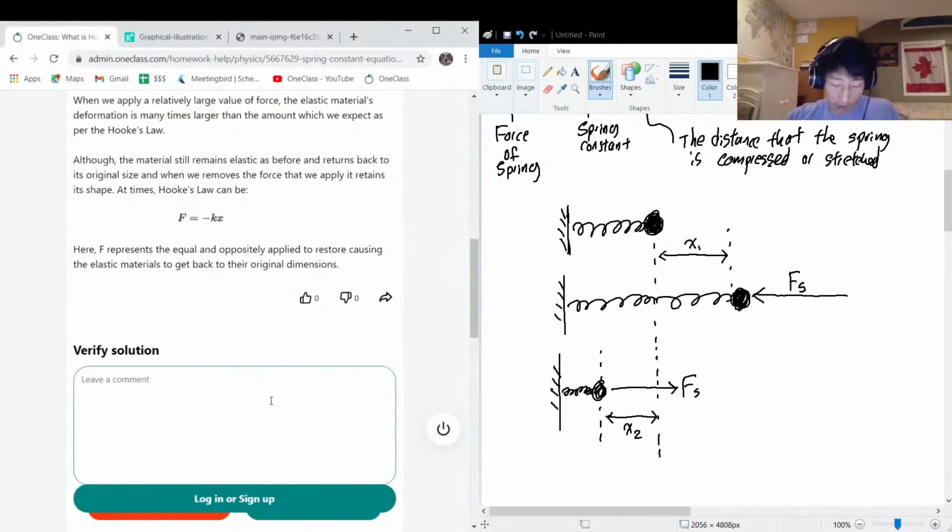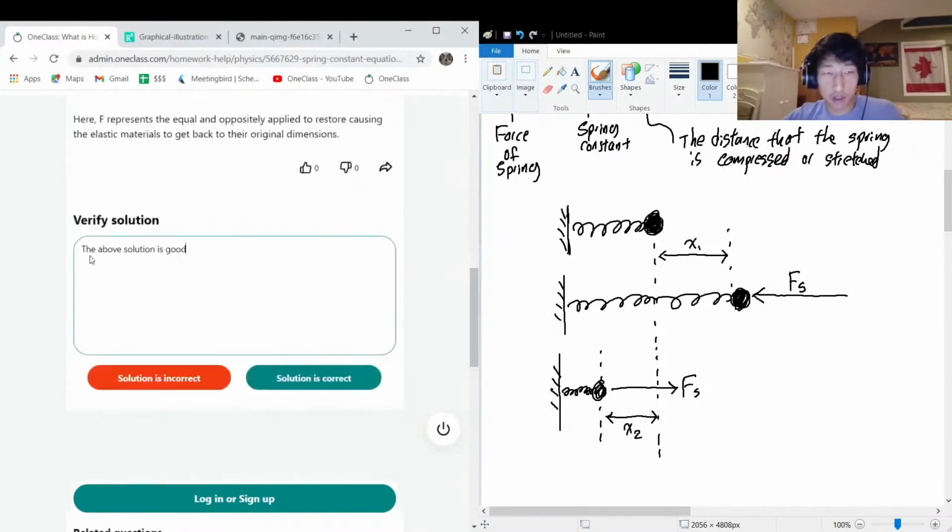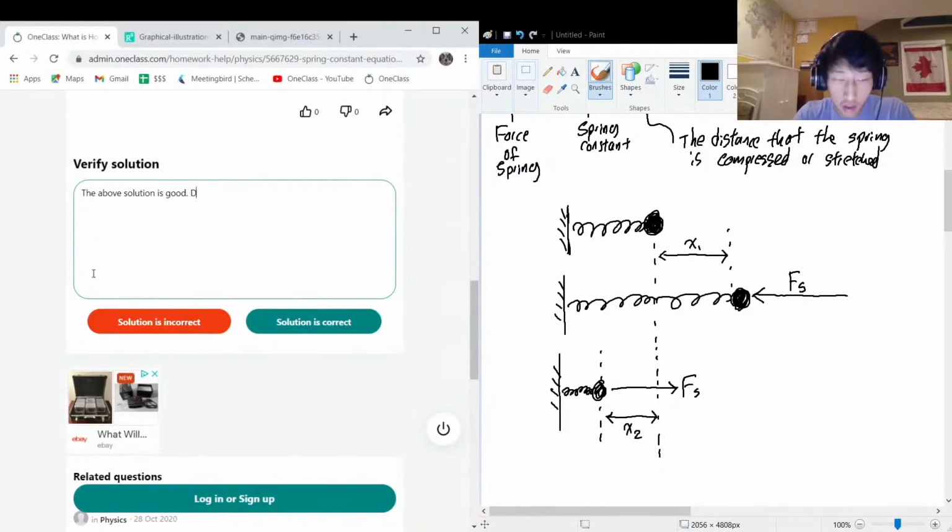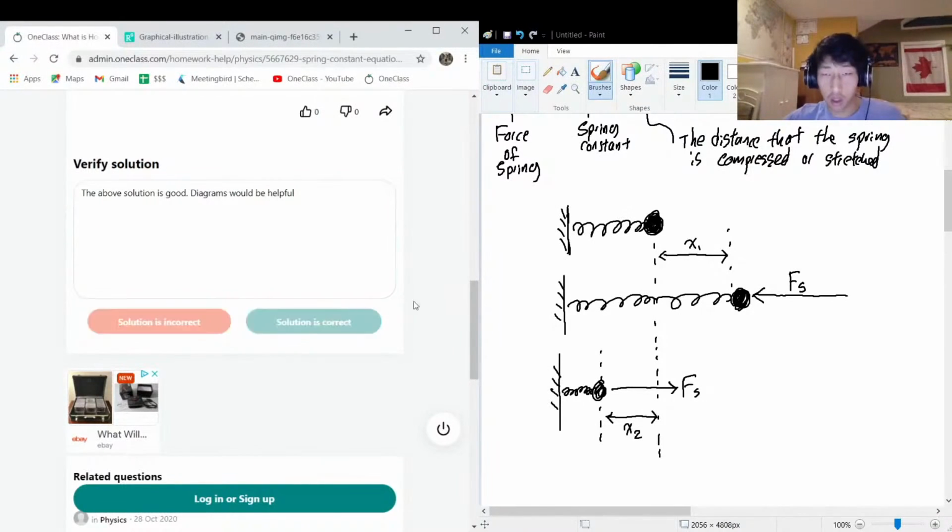And yeah, the above solution is good. Diagrams would be helpful. Okay.